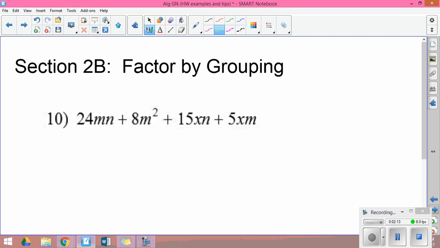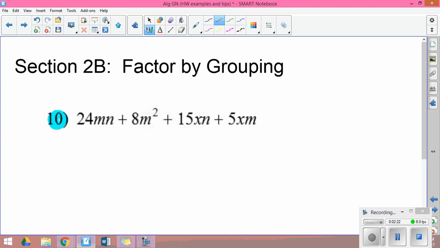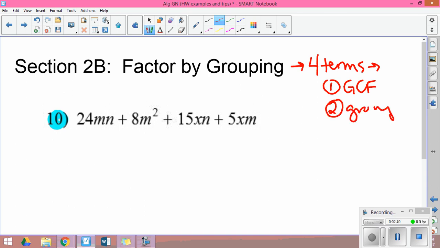If we jump down to number 10 in our homework, we're going to factor by grouping, and this is a very important step because it helps us get to some of the later material. So if we have 4 terms, step 1, greatest common factor of all 4, step 2 is to group. Now if I look at 24, 8, 15, and 5, nothing in common. Mn, M squared, Xn, Xm, nothing in common in all 4. So now I'm going to group the first 2 terms, and I'm going to group the second 2 terms.